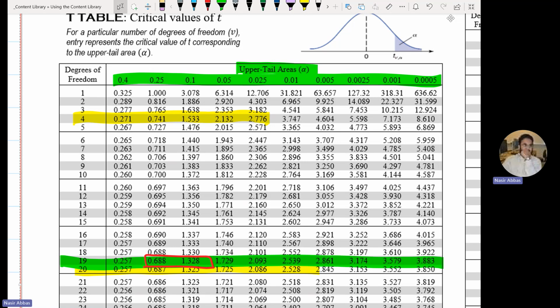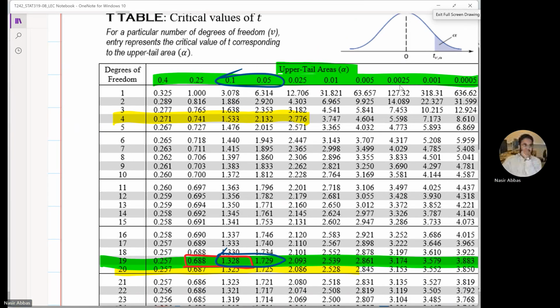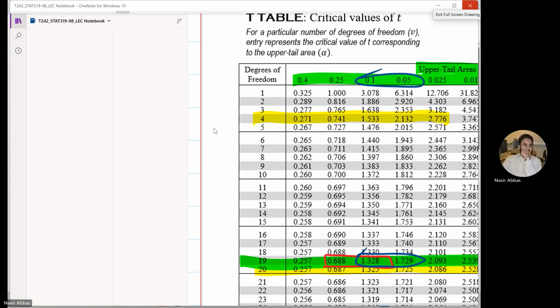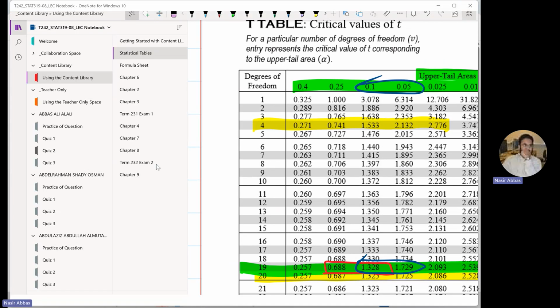Between what and what? Between 0.05 and 0.1. It's between these two values, because 1.7 is between these two values. So I will just write what I saw from the table. That probability of t more than 1.7 is between 0.05 and 0.1.